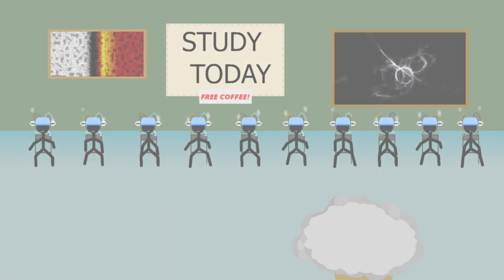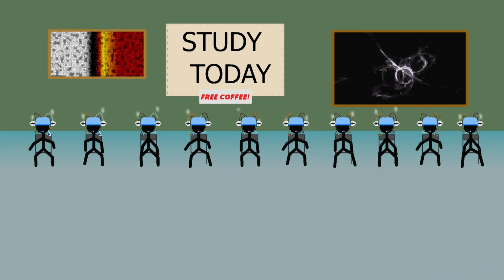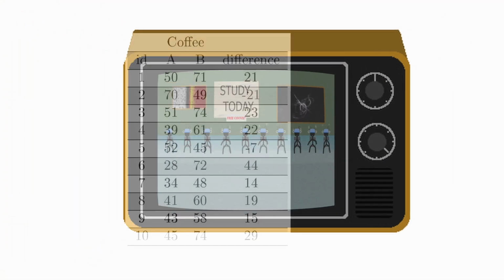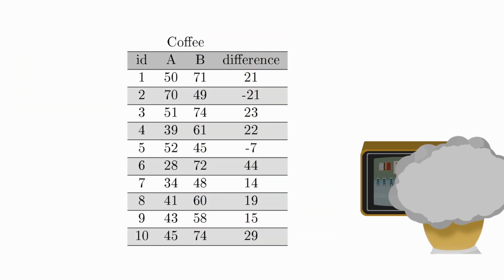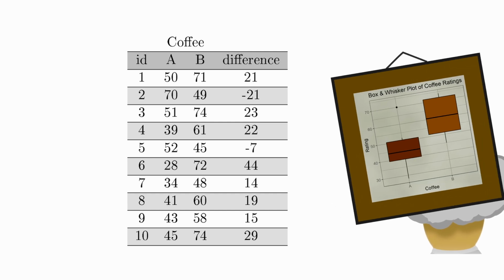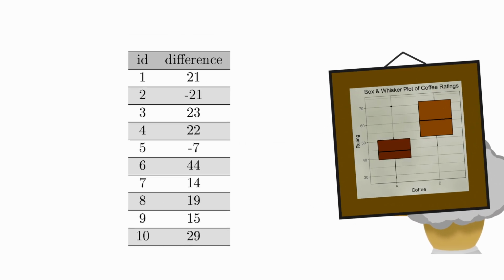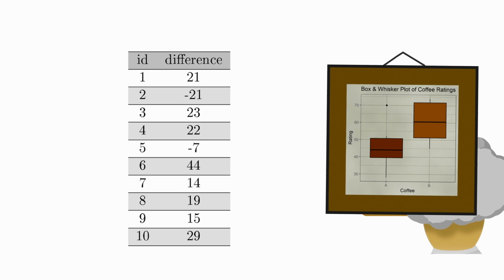Let's take a look at an example of how the t-test might be used. We give 10 people a sample of coffee A and coffee B, and they rank each on a scale of 1 to 100. Here, the actual sample is just the differences between coffee B and coffee A for each person, so we can treat this like it's just a sample of data with one variable.